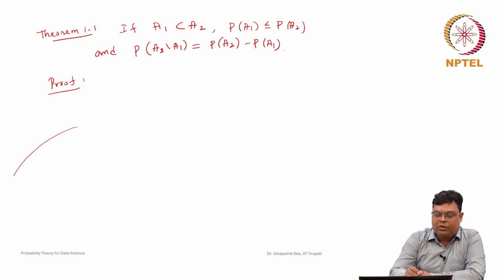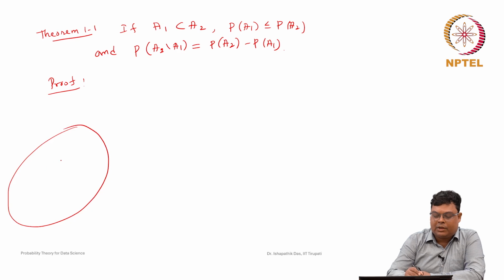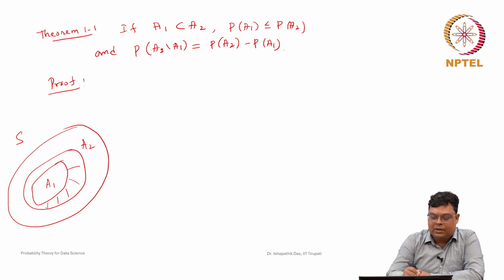First of all, let us write down what A2 minus A1 is. Suppose this is the sample space S, this is A2, and A1 has to be a subset of A2, so this is A1. Now, A2 minus A1 means this set. This set A2 minus A1 can be represented by A2 intersection A1 complement, because if you intersect A1 complement with A2, the common elements will contain all of this set.